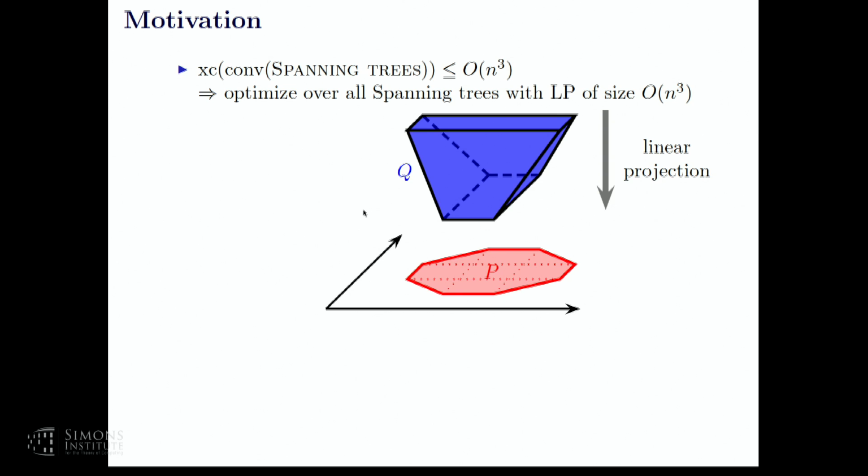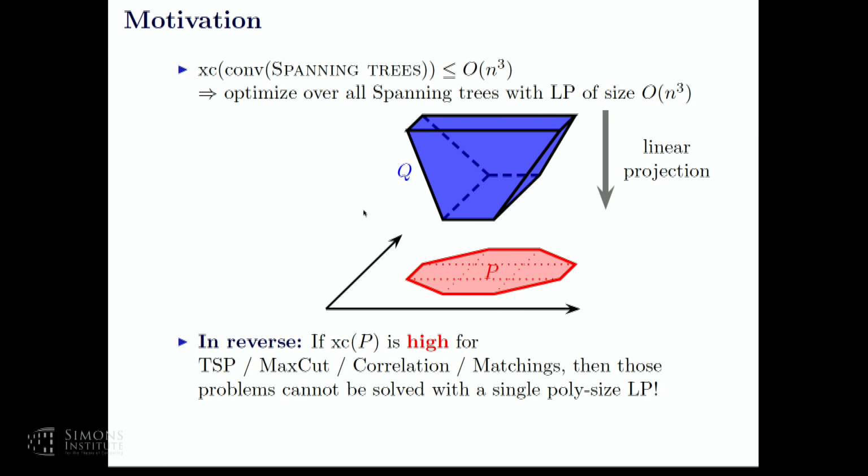On the other hand, later we will see some lower bounds on the extension complexity. And a lower bound on the extension complexity kind of implies that there's a certain class of algorithms that you cannot use to solve your problem. So in particular, you cannot solve your problem by just solving one polynomial size linear program. Okay, so that's a little bit the motivation. Any questions so far?